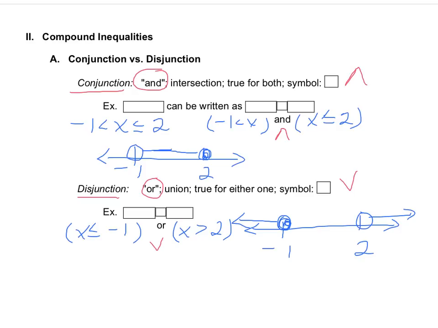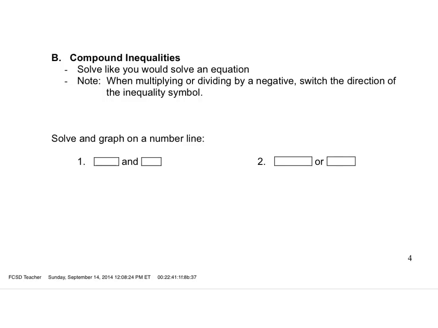Okay, that's just a little bit of review. So let's move on. Compound inequalities. The way we'd solve is you're just going to solve like an equation. But you have to remember when multiplying or dividing by a negative number, now this is very important, you're going to switch the direction of the inequality symbol. And I think that's a little bit of a review from 9th grade too.